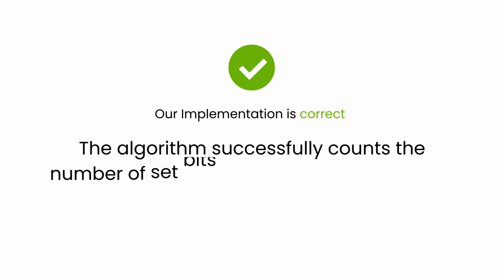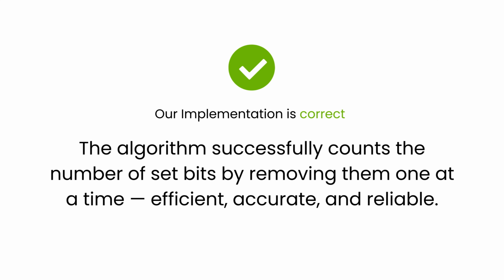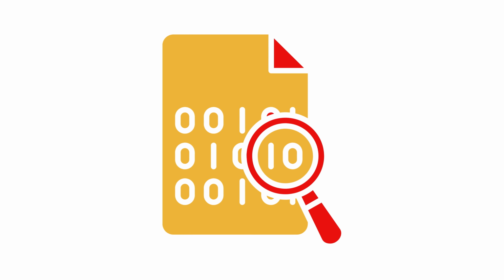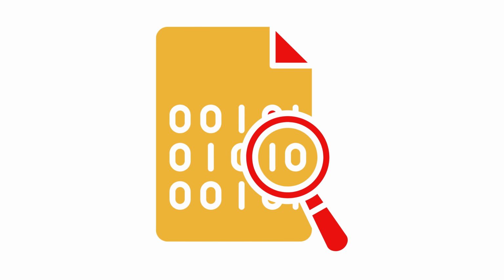So, our implementation is correct. The algorithm successfully counts the number of set bits by removing them one at a time. Efficient, accurate, and reliable. Alright, let's wrap this one up. This problem was all about uncovering the hidden ones inside a number's binary form. A perfect mix of logic and bitwise precision.